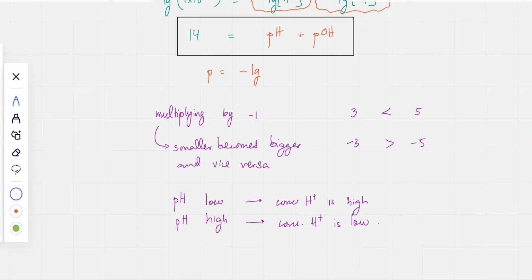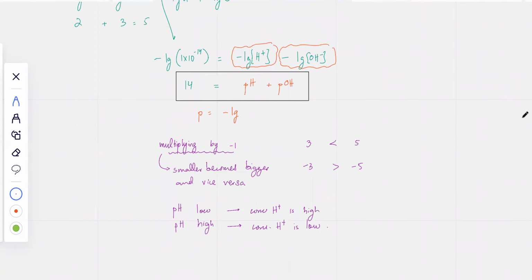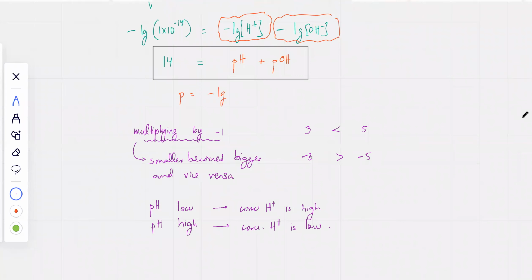So is this point clear? That's the effect multiplying by -1 has on the values. Is this clear? Yes, sir. So now the next thing we're going to do is start calculating pH, right? And we're going to talk about strong acids, as well as strong bases.